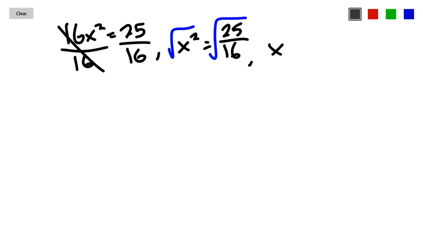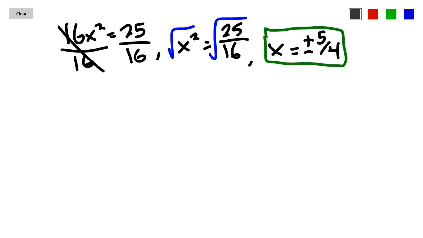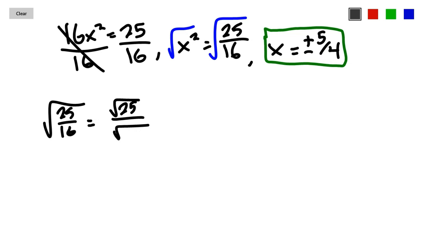And so to get x completely alone by itself, I just take the square root of both sides. And I end up that x is equal to positive and negative 5 over 4. Again, recall that I can rewrite this root here, 25 over 16, as a fraction of the roots. So I have the square root of 25 over the square root of 16. And of course, the square root of 25 is just 5, and the square root of 16 is just 4. And I still have that positive and negative based on what I showed you in the previous example. You have to have the positive and negative version, because if you plug either of them in to the original equation, you're going to get a true statement.